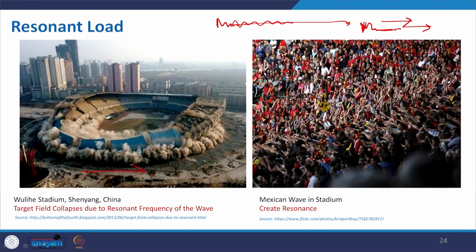This is another example, a controlled demolition, where the building collapsed due to the resonant frequency of the wave. Taking that as an advantage, it was a controlled demolition so that this particular demolition would not affect the surrounding area. So, here we summarize everything.